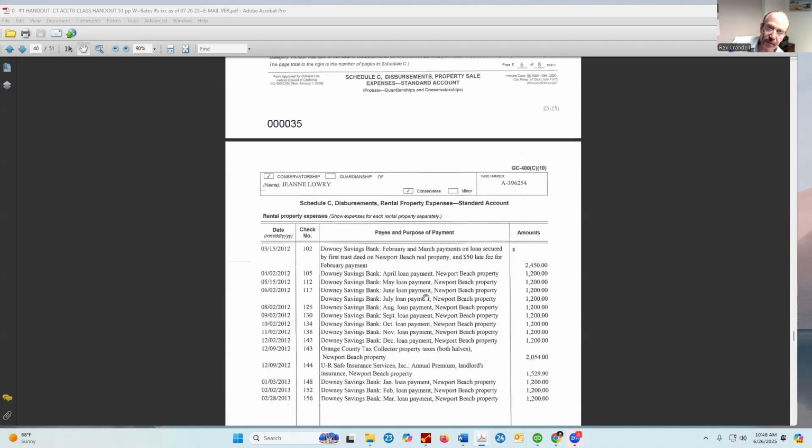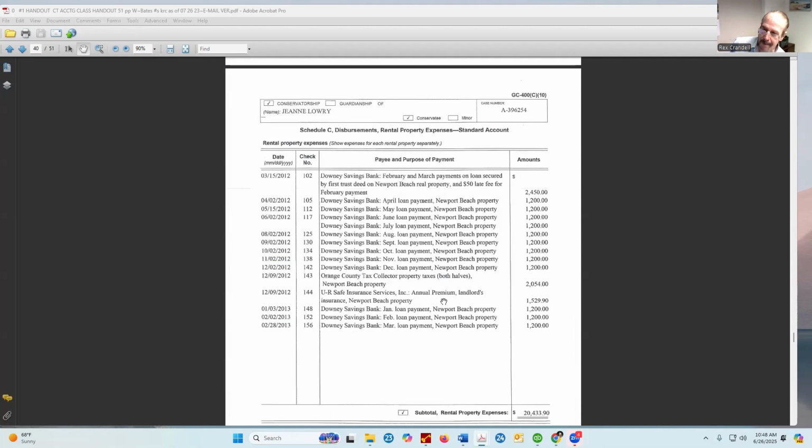Okay, then we go to disbursements of rental properties. To list them, I would put the name of the property if there's more than one, and then the disbursements and the name of the other property. List all the, these are loan payments, not the principal and interest split out separately. That's more of a tax concept.